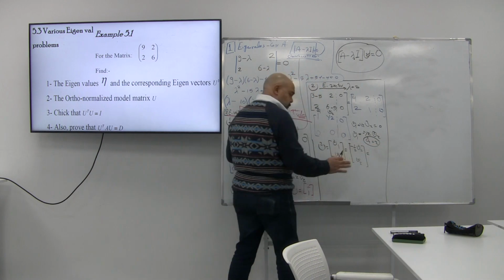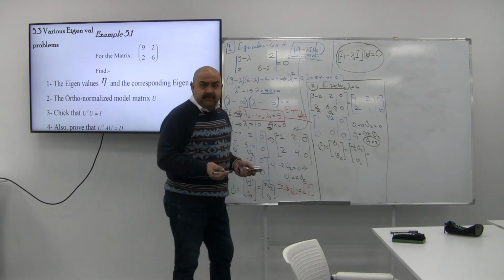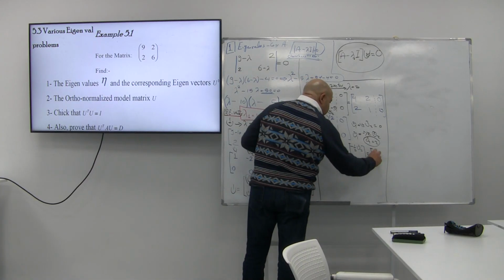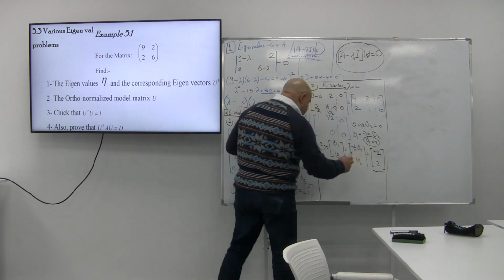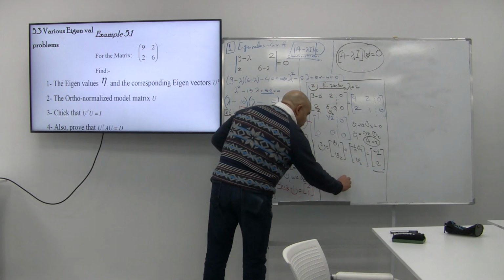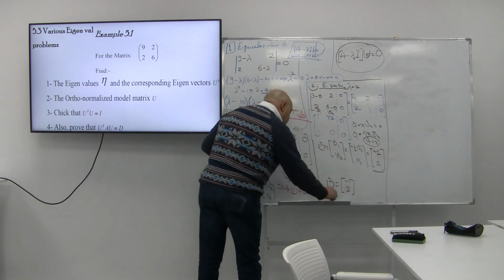Why choose 2 exactly? In order to avoid these fractions. So if I use 2, the result will be negative 1, then 2. Now this is the second eigenvector. I will write it over here: u2, which equals negative 1 and 2.